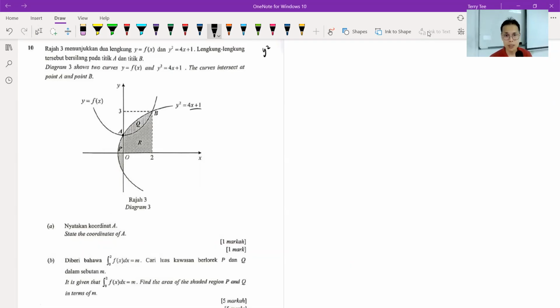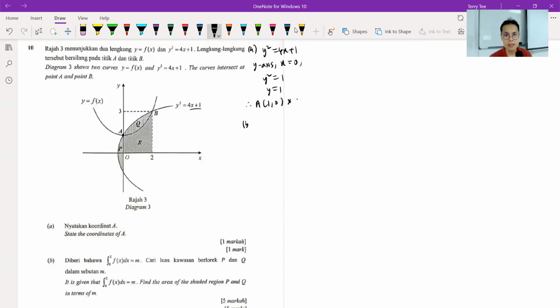So starting from here, y squared equals 4x plus 1. At the y-axis, x is 0. So y squared is 1, y is just 1. Now, you don't have to put plus minus because you can see A is above the x-axis, so the y value is positive. Therefore, we say A is (0, 1). All right, that is the first part, part A.